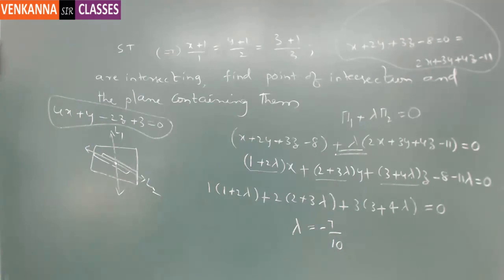So is the idea clear for everyone? Why I have considered pi 1 plus lambda pi 2? How I evaluated lambda using the first line? So please take a note of that.